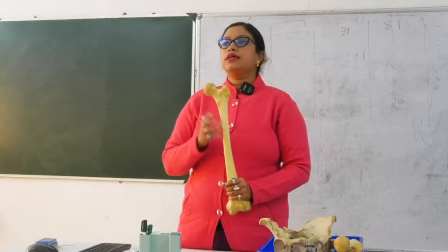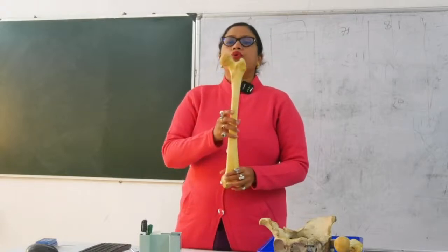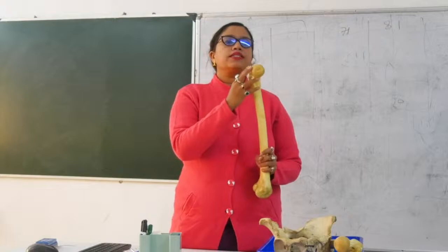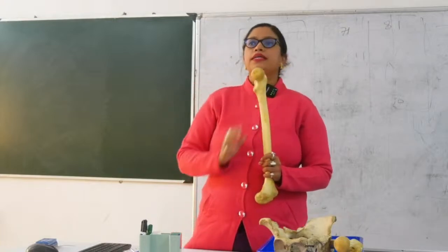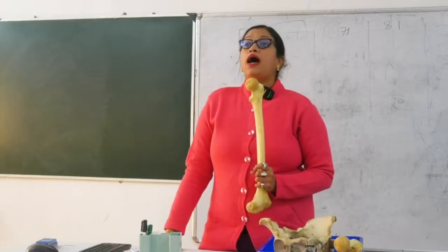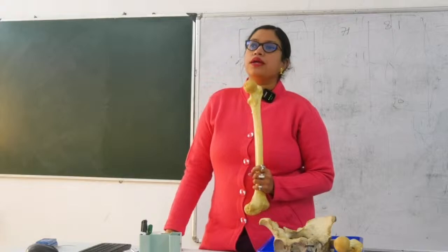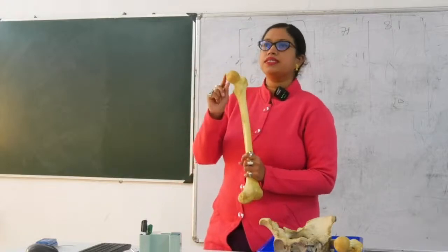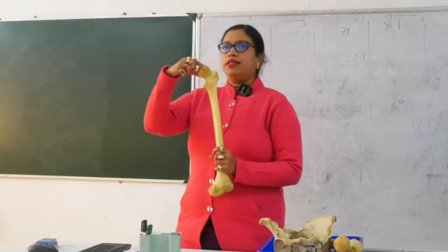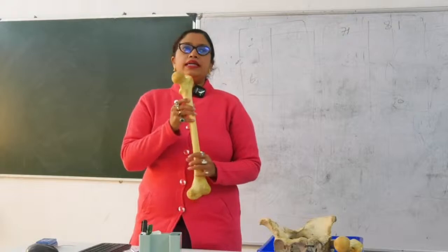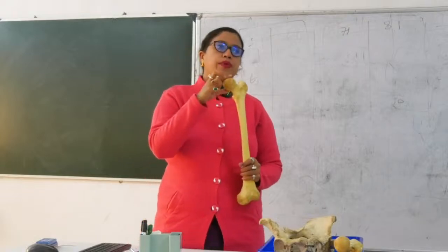First one is the head. Head of the femur, about the description, what you have to say? It is more than half of a sphere. It is about 2/3, write it down, about 2/3 of a sphere. This head is making 2/3 of the sphere.